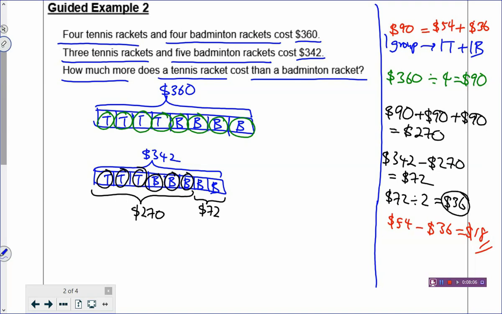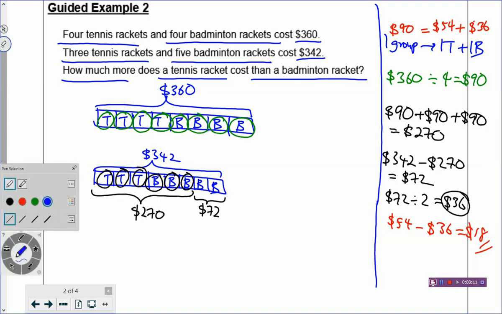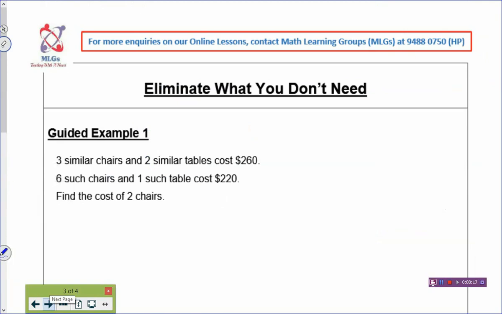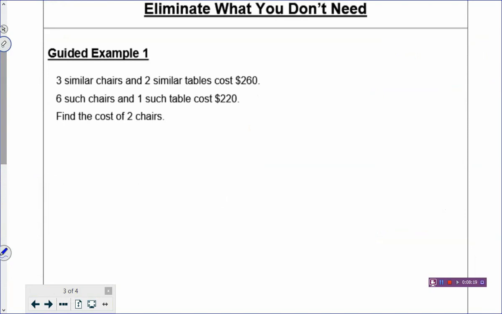Okay, alright, now let's go to example 3, or the next example. What happens if we can't circle any groups, or we can't make any groups? Then we can still draw a model, but it will be a bit different. Okay, let's look at the next example. 3 chairs and 2 tables cost $260. 6 chairs and 1 table cost $220. So find the cost of 2 chairs.